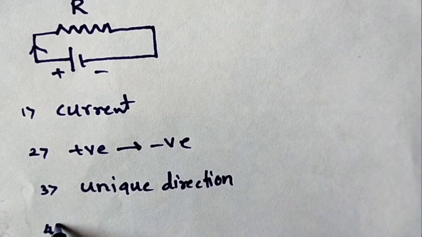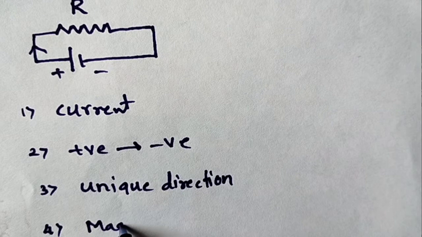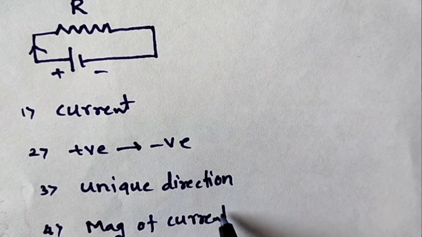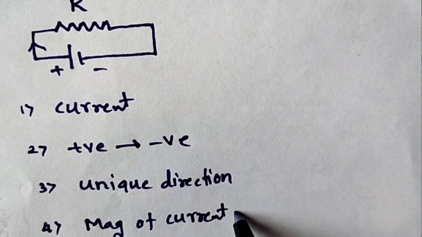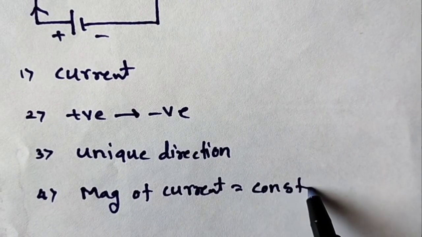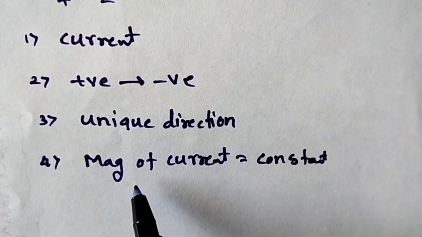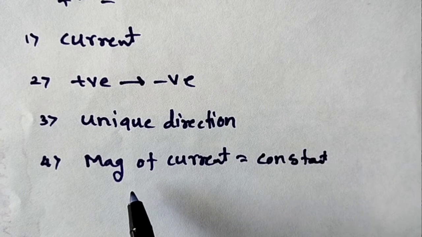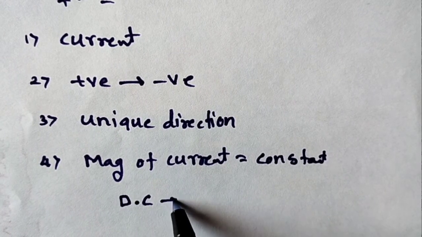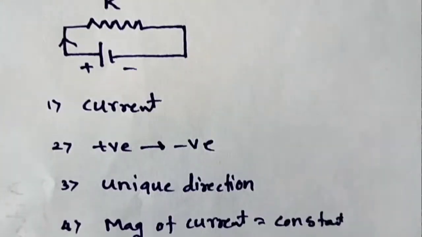And fourth, the magnitude of the current is almost constant, so this current will be constant in this resistor. So this is called DC current. This current is called DC current. Okay, so what are your observations?